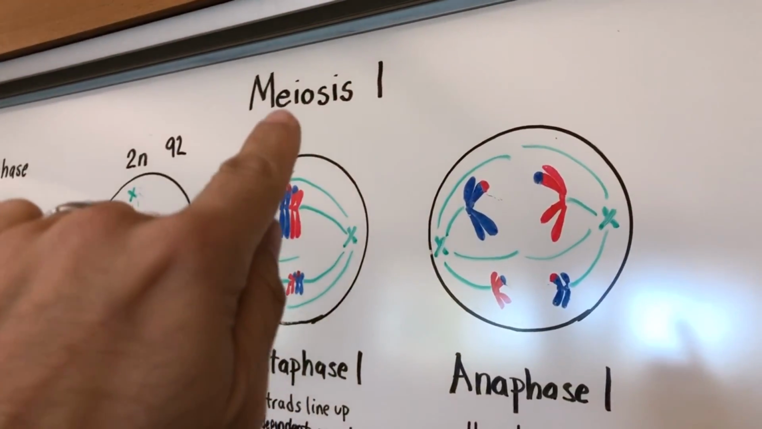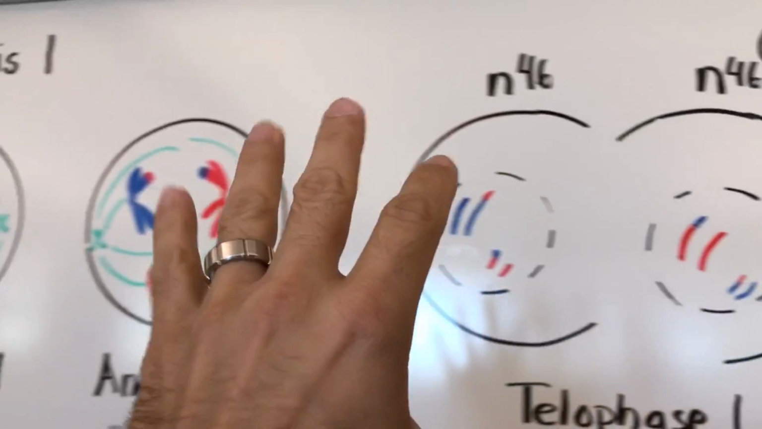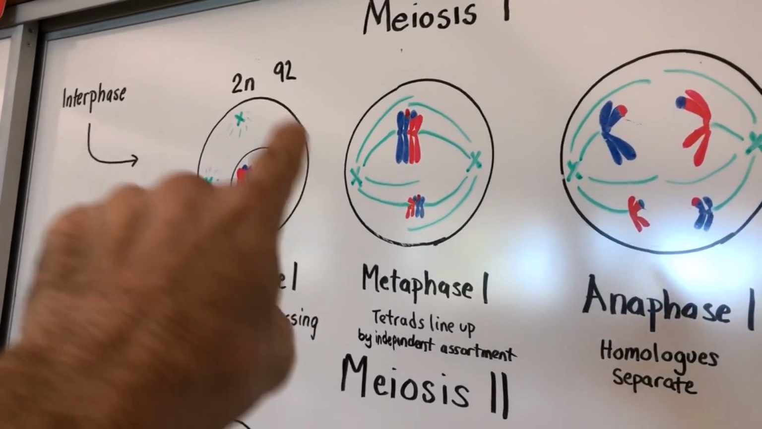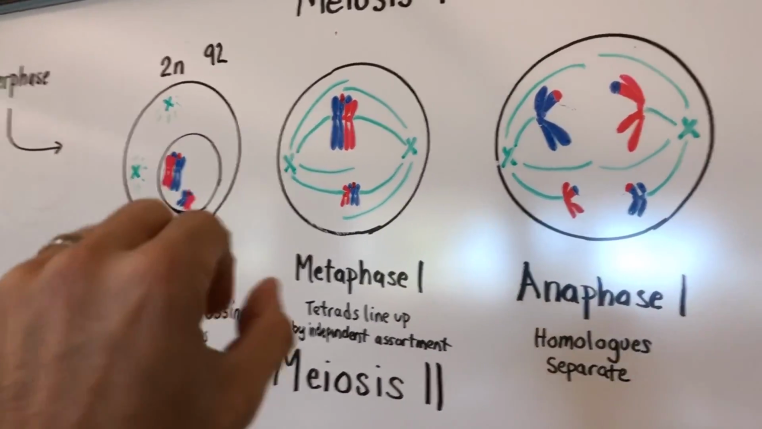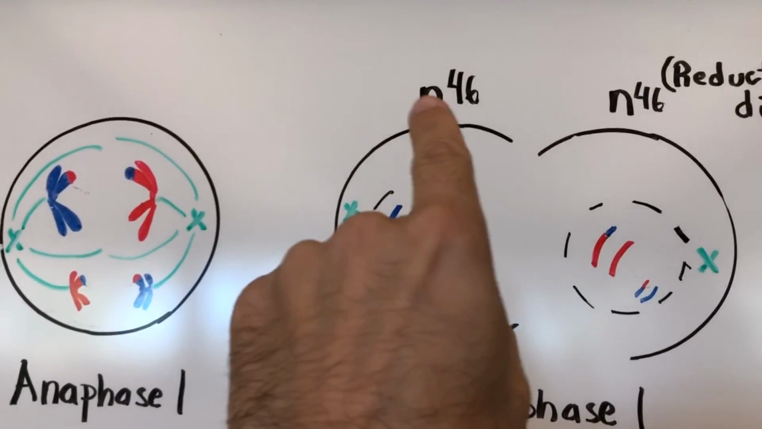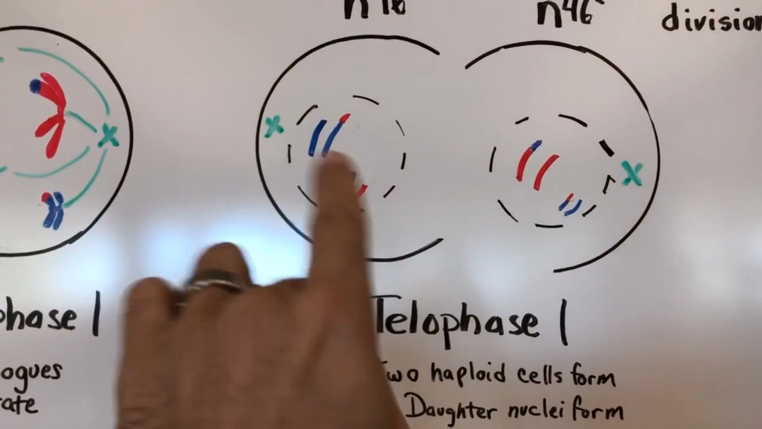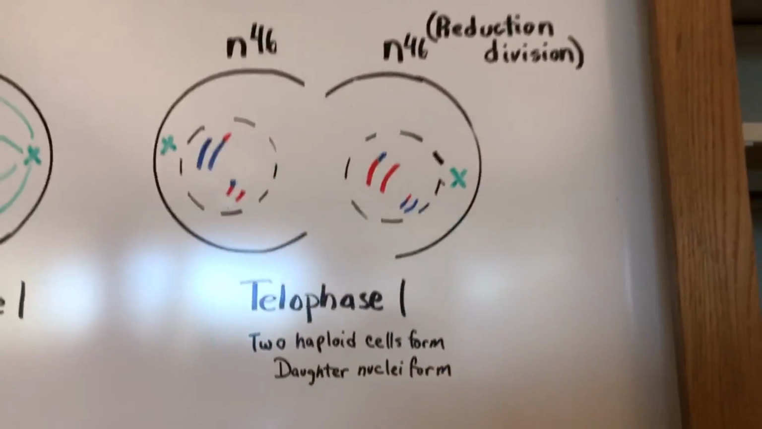And because of that, meiosis I is considered reduction division, which means, what did you do? You went from a 2N diploid cell, which has homologous chromosomes, mom and dad information for every chromosome, to N, 46 chromosomes, and haploid, because you no longer have mom and dad homologous information in each cell.